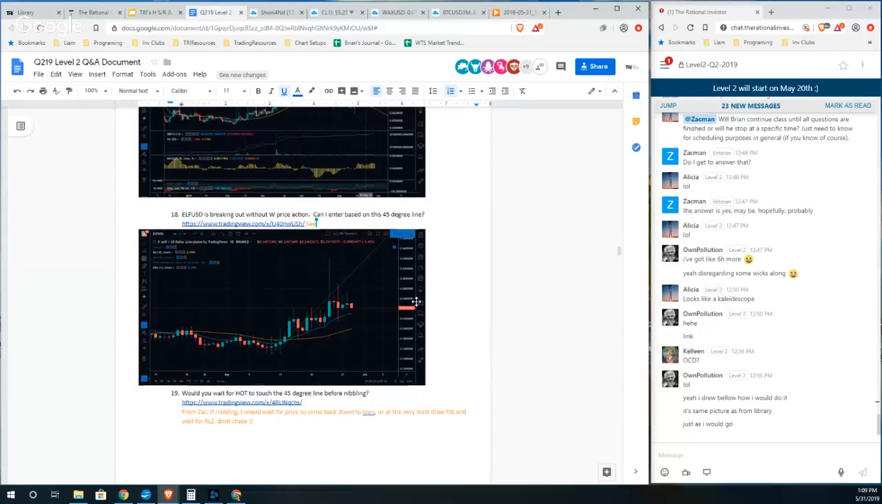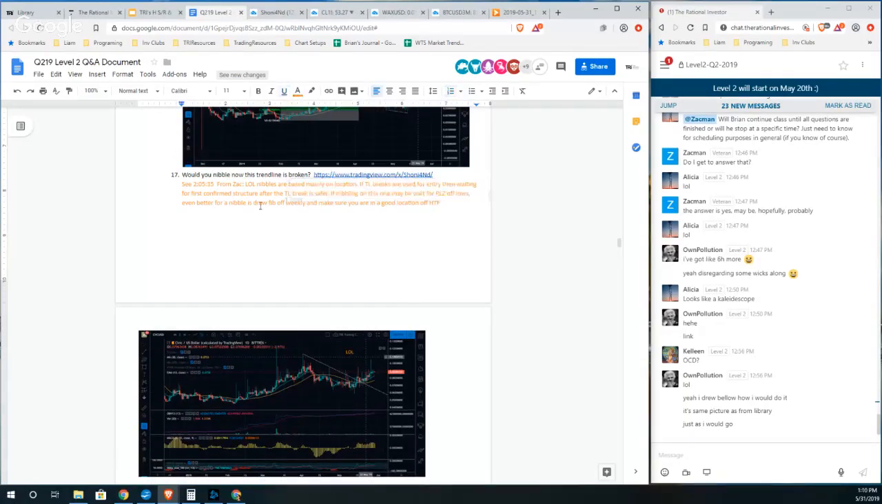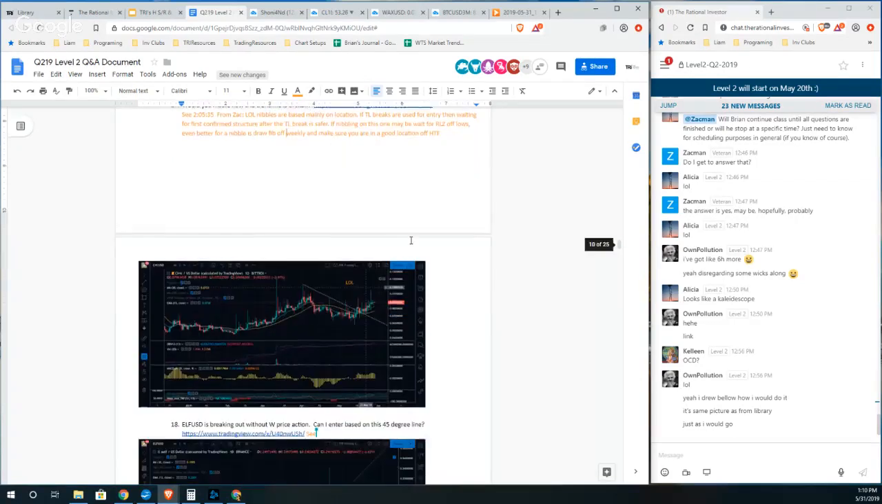Yeah, I think I'd probably just leave it at that. What did Zach say here? LOL nibbles are based mainly on location. If trendline breaks are used for entry, then wait for first confirmed structure after the trendline break. And that really is what LJs are, right? You see that trendline break and then you get market structure on the other side. If nibbling on this, one may want to wait for RLZ off the lows. Yeah, I agree with that. Even better for a nibble is draw a fib off weekly and make sure you are in good trade location off higher time frame. Agreed.